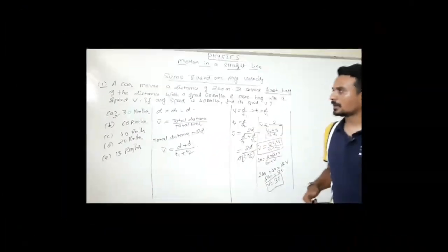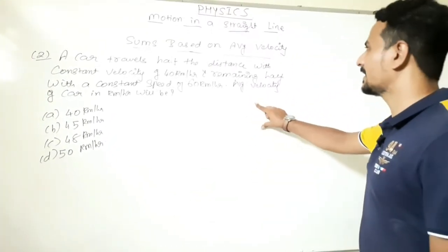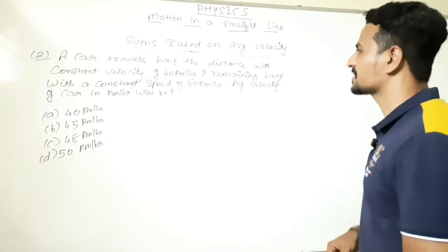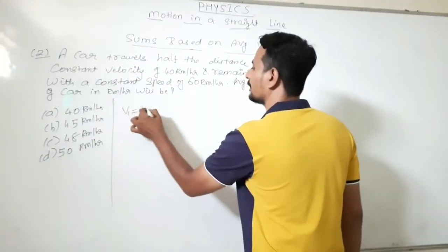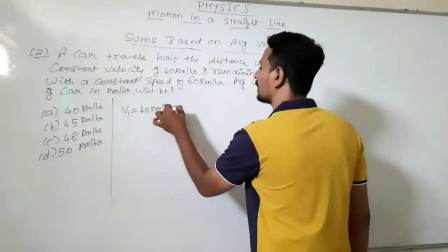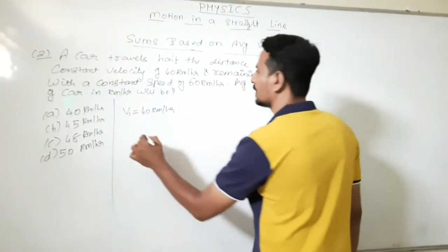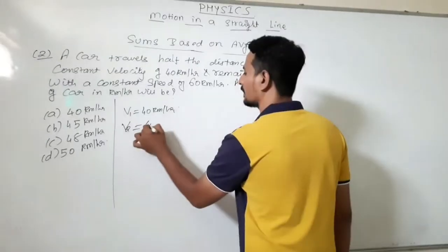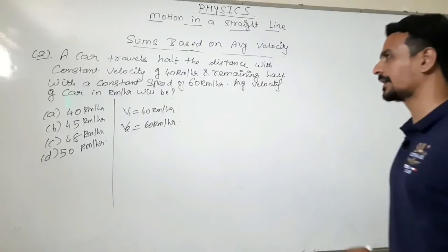Let us go for another MCQ. Let us see the next question. A car travels half the distance with a constant speed of 40 km per hour, and the remaining half with a constant speed of 60. Find the average velocity.